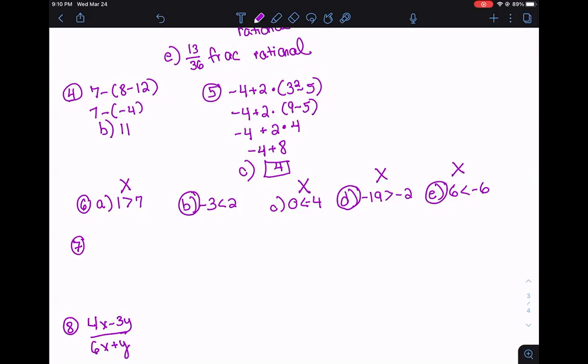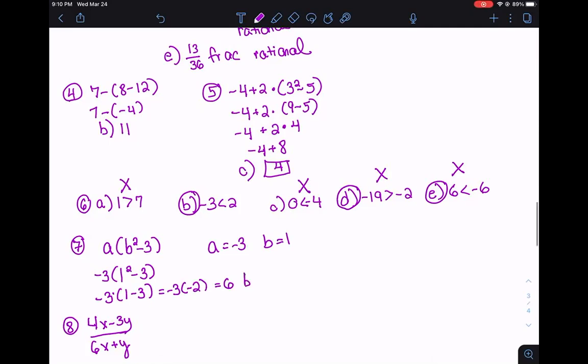Number 7, so 7 is A times B squared minus 3. A equals -3, B equals +1. So we're going to substitute A as -3, B is +1 squared minus 3. So we have -3 times 1 minus 3 in the parentheses. 1 minus 3 is -2. And we get an answer of 6. I keep forgetting this is multiple choice. So the answer there is B.